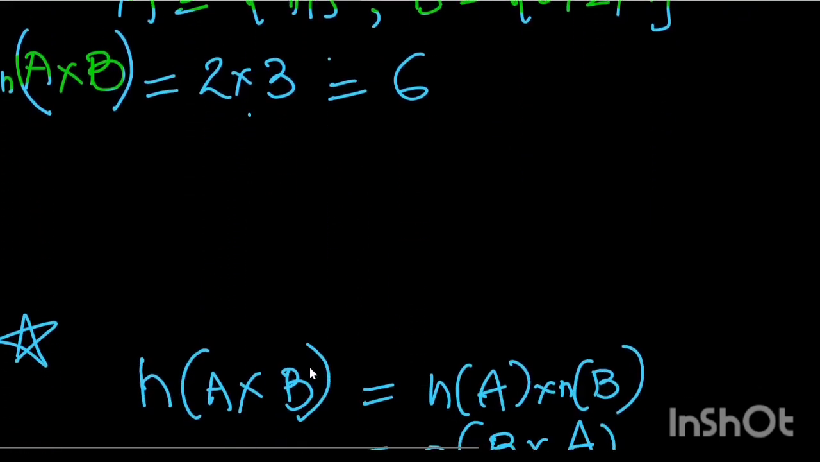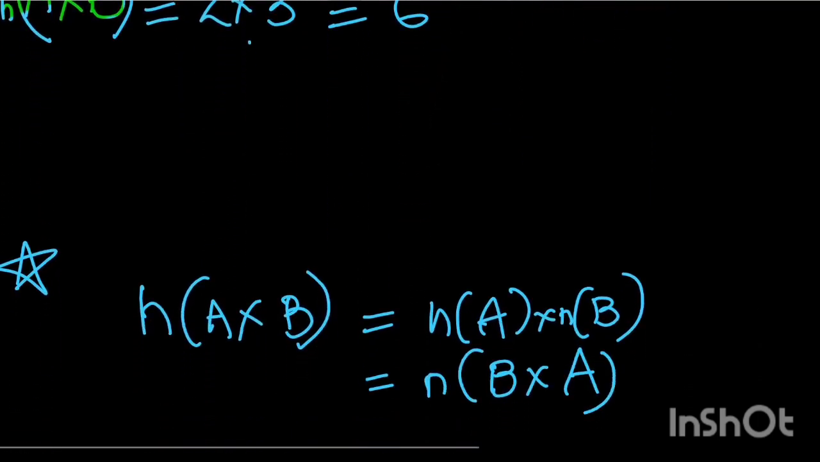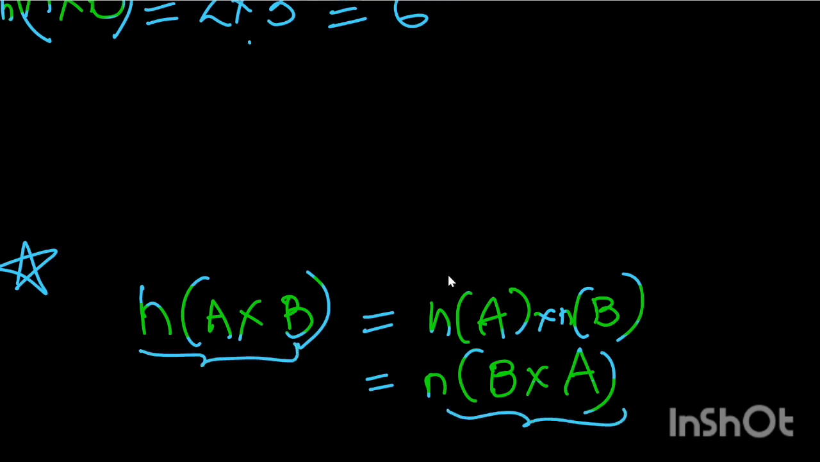Can we generalize it, for A cross B or B cross A? Yes, if the number of elements in A and B are given, then we can find the number of elements in A cross B and B cross A, which would be the same as the product of the number of elements in A and B, guys. Okay.